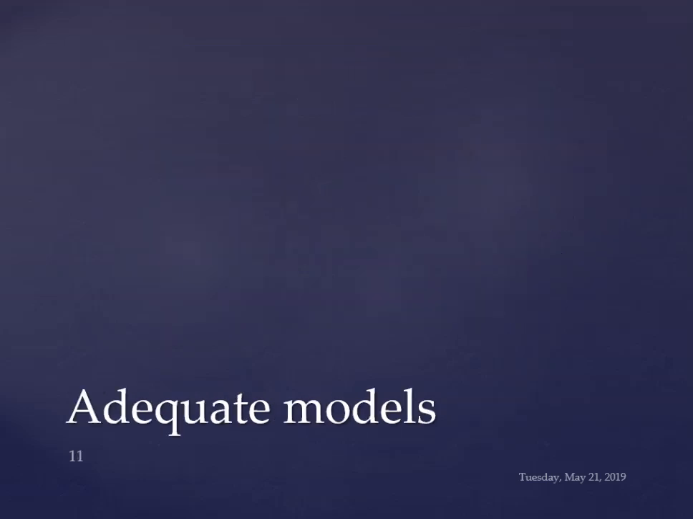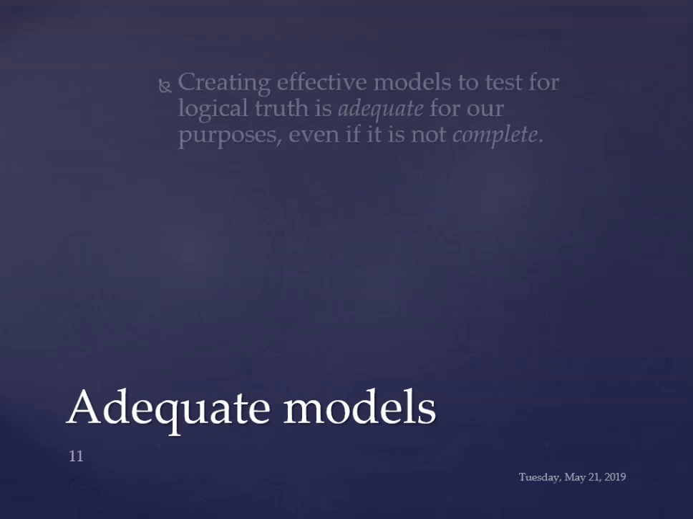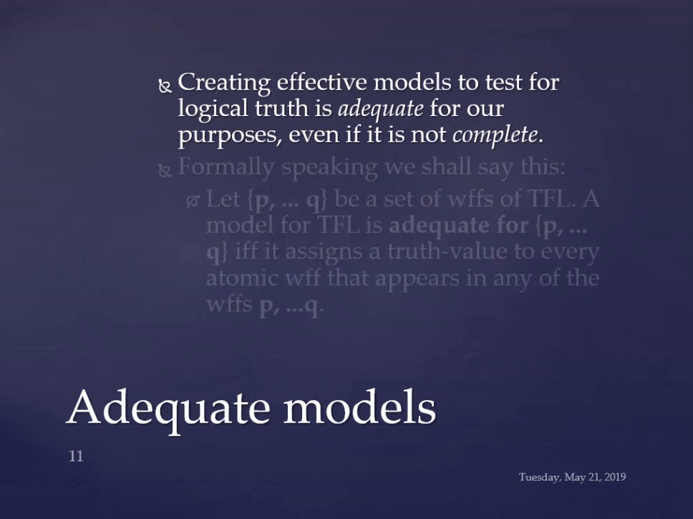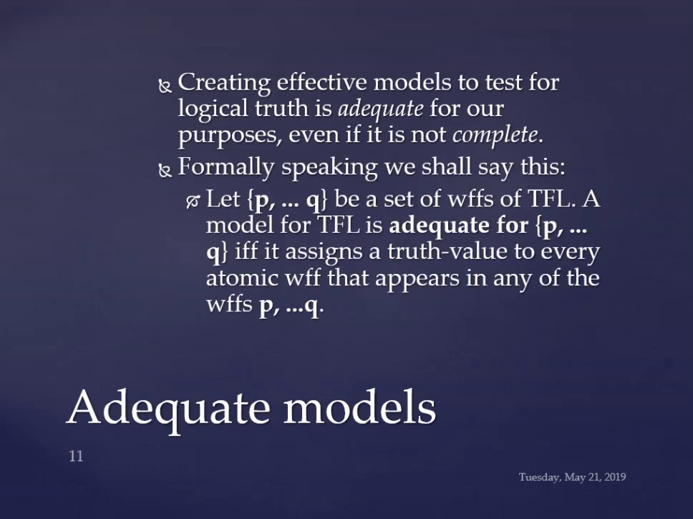With adequate models, basically, what you're doing here is you're creating effective models to test for logical truth. It is adequate for our purposes, but it's not complete. An effective model is adequate for the purposes of testing logical truth, but it's not complete. We don't have a domain or a predicate function specified or term functions. This is just in the book. This isn't super important to know. It's not like you're going to be tested on this, right?